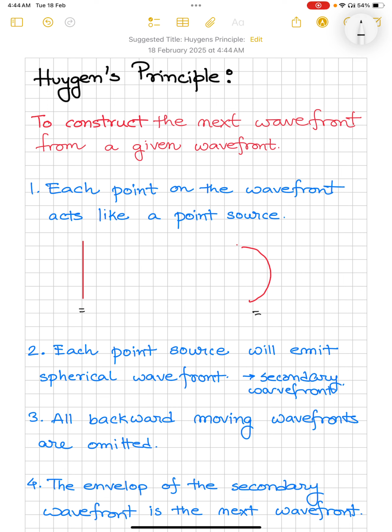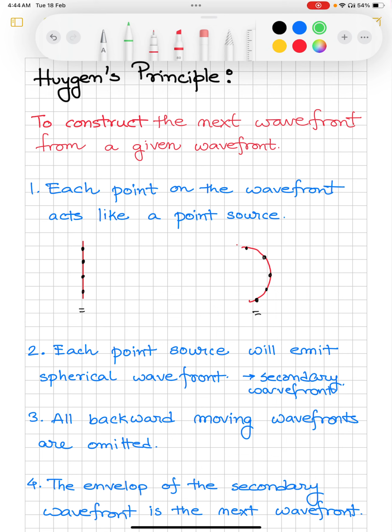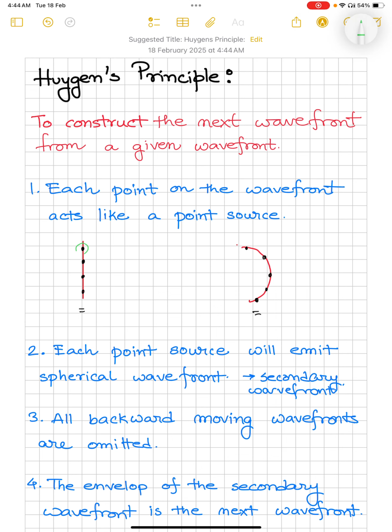Now, each point on this wavefront acts like a point source. So there will be many points on this wavefront, and they will behave like point sources. And what does a point source do? Each point source is going to emit a spherical wavefront. So a spherical wavefront here, a spherical wavefront here, and similarly spherical wavefronts here.